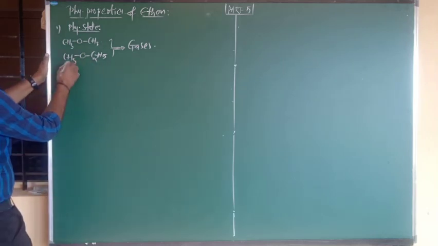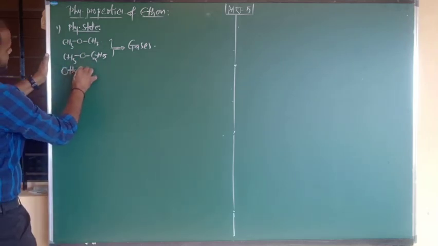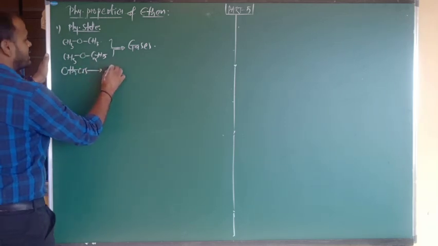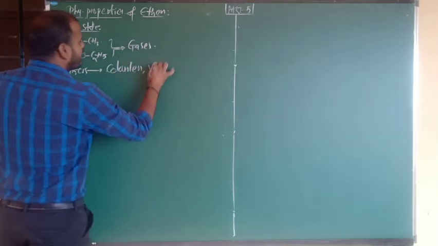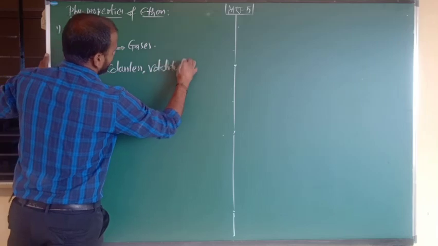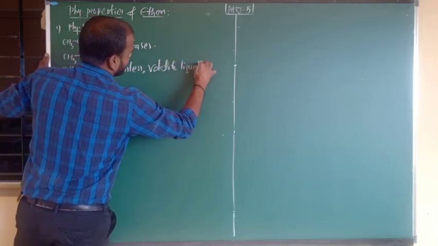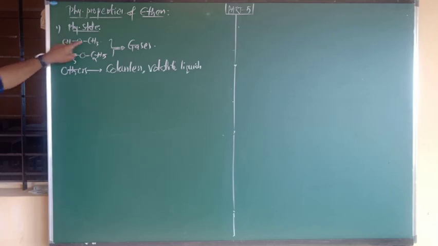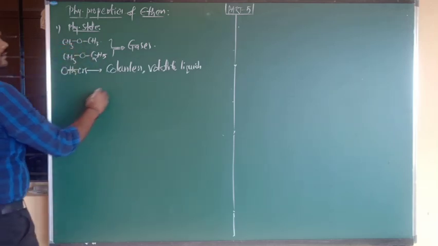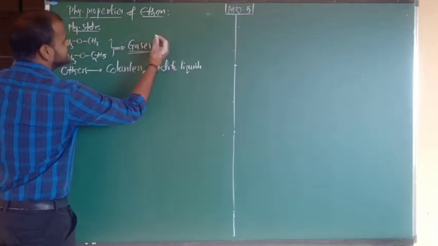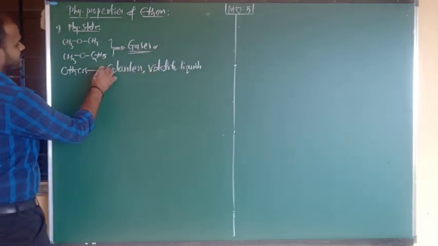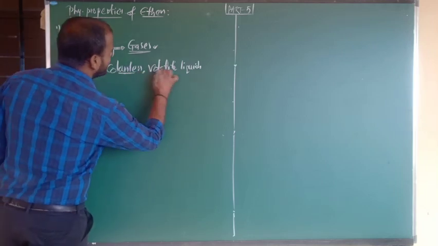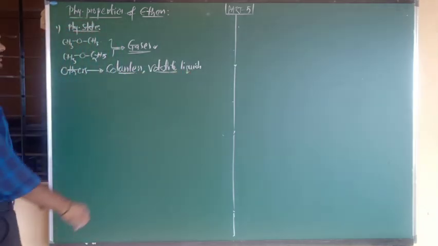And what about other ethers? All other ethers exist as liquids, colorless and volatile liquids. So once again, dimethyl ether and ethyl methyl ether, these two ethers exist in gaseous form, and all other ethers are colorless and highly volatile liquids.